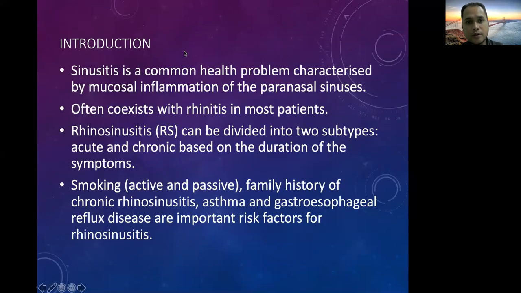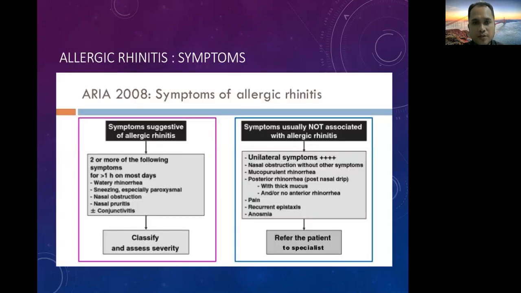As an introduction, sinusitis is a common health problem characterized by mucosal inflammation of the paranasal sinuses, and often coexists with rhinitis in most patients. It is further divided into two subtypes, acute and chronic, based on the duration of the symptoms. Important risk factors are smoking, family history of chronic rhinosinusitis, asthma, and gastroesophageal reflux disease.